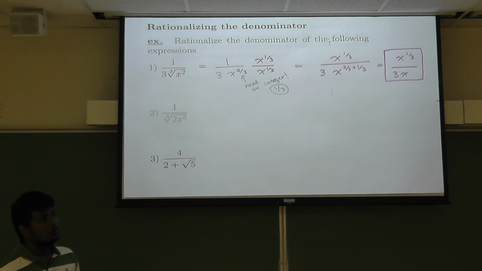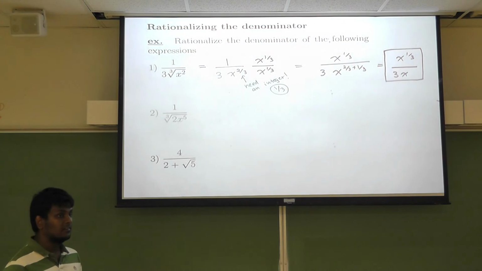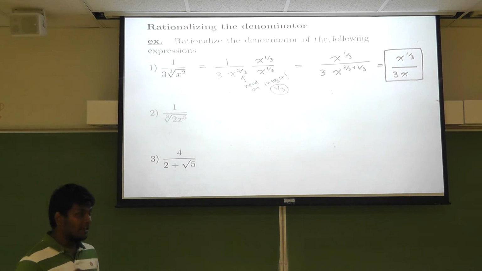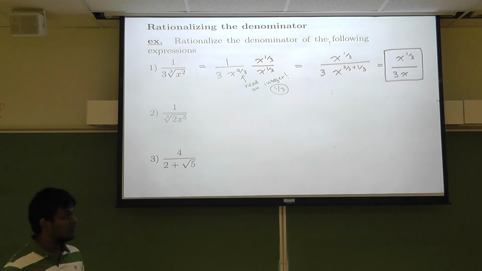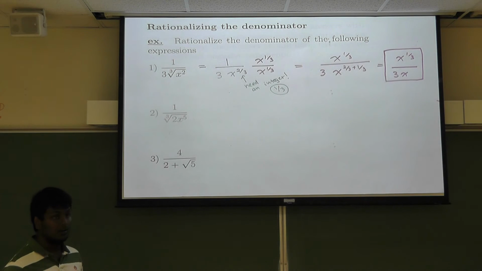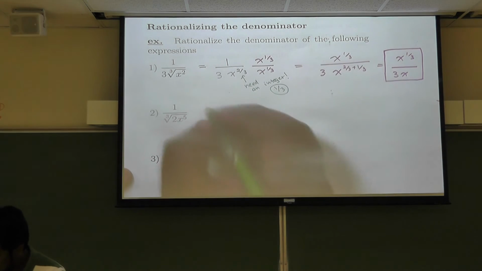Okay, now the whole point of rationalizing the denominator is you should have something nice in the denominator which is not a fractional exponent. All the exponents in the denominator should be integer values. Okay, that's the whole point. Now you can see all the exponents in the denominator are integer values, which means you're good. Okay, the same principle applies in the second example as well.